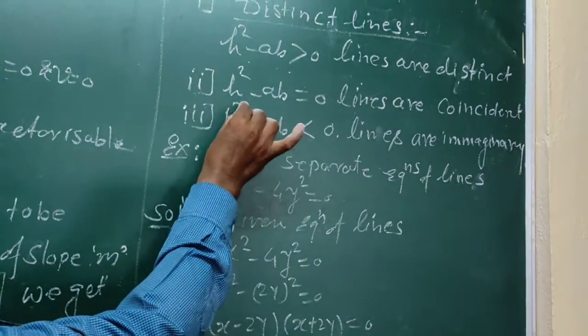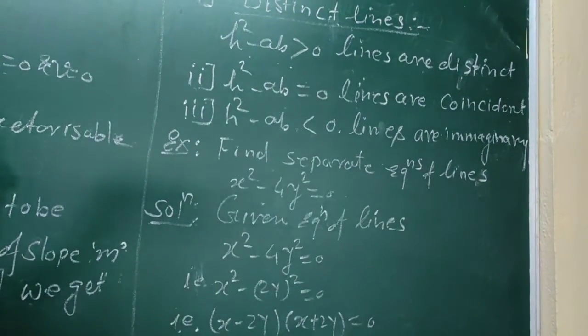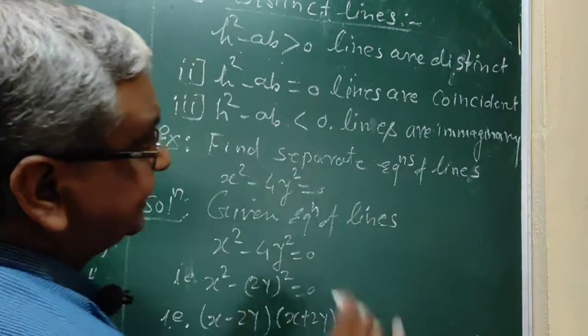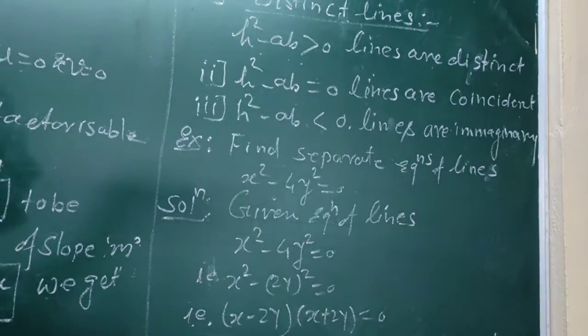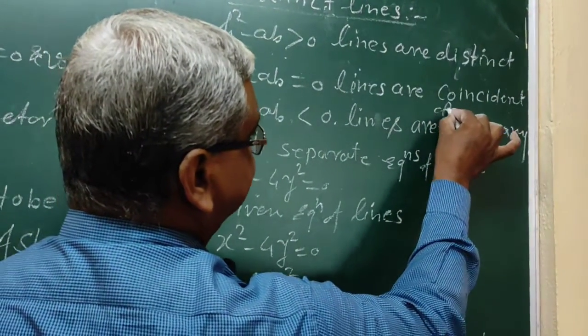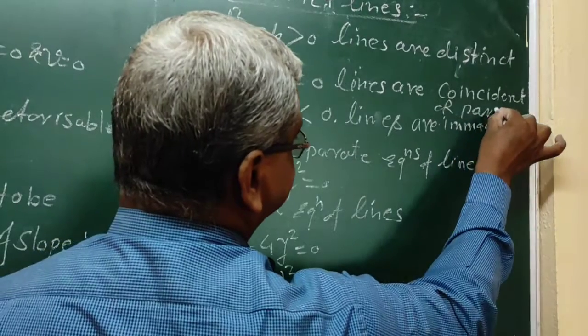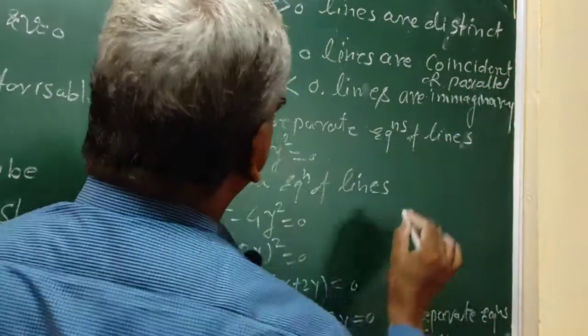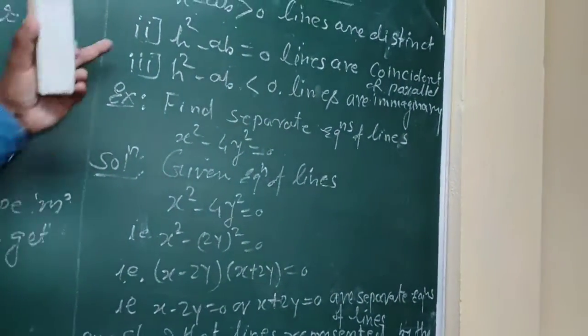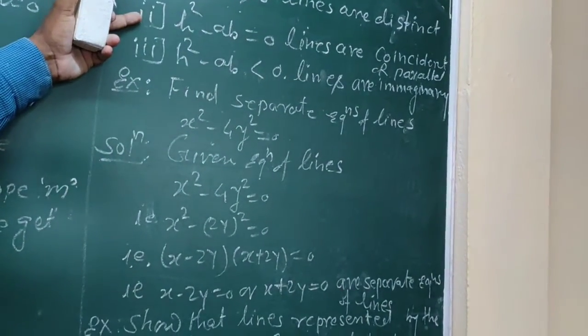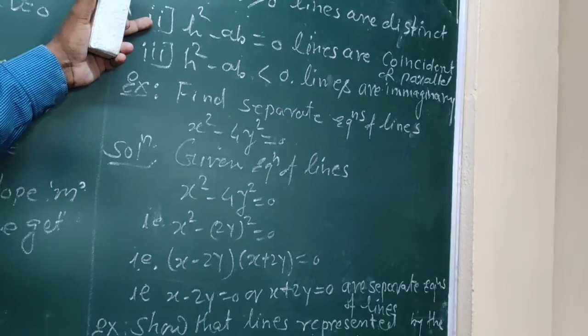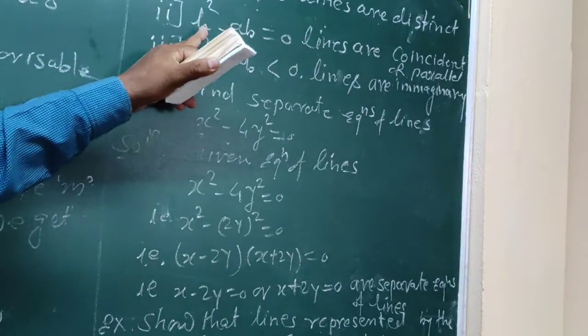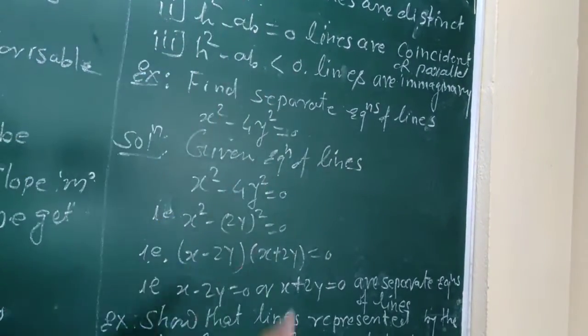Second condition, h square minus ab is equal to 0. The lines are coincident. Sometimes we say that they are parallel lines also. So sometimes it is asked to find the condition whether the given equation represents parallel lines or coincident lines. So your h square minus ab should be 0.